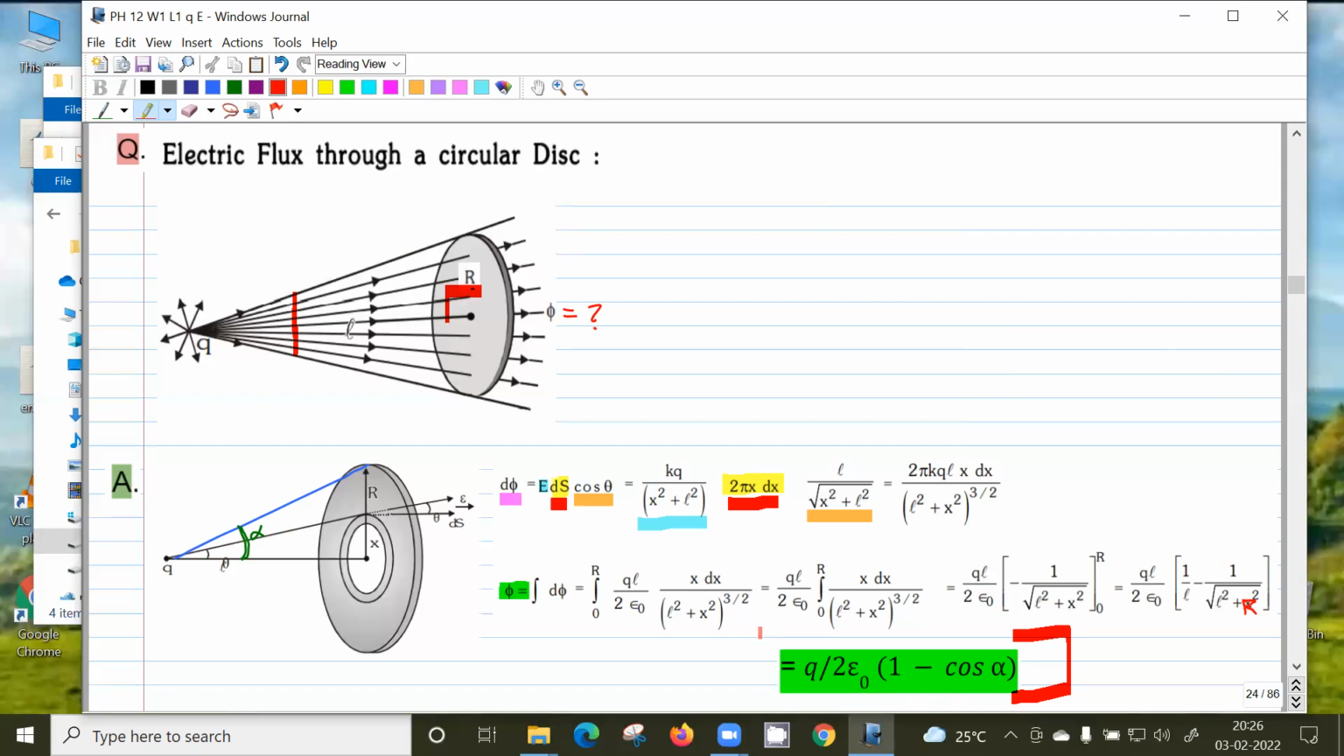You can straight away remember this formula. The flux which is passing through this cone, which is the same as the flux which is cutting this disk, is q by 2 epsilon naught into 1 minus cos alpha. Because this integration will be a little bit heavy, I think, for you. It is more for JEE, not for NEET. I'll come back to this later if it is required.